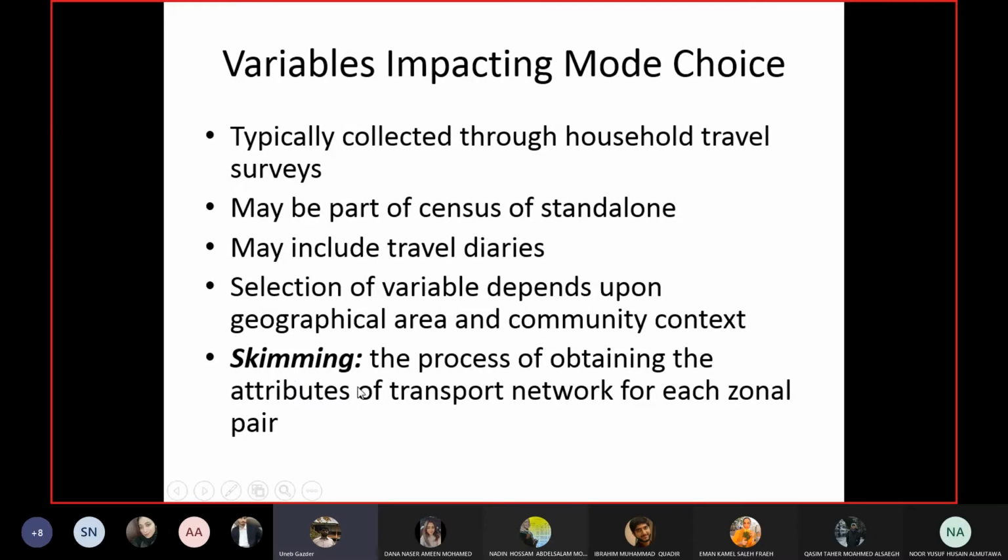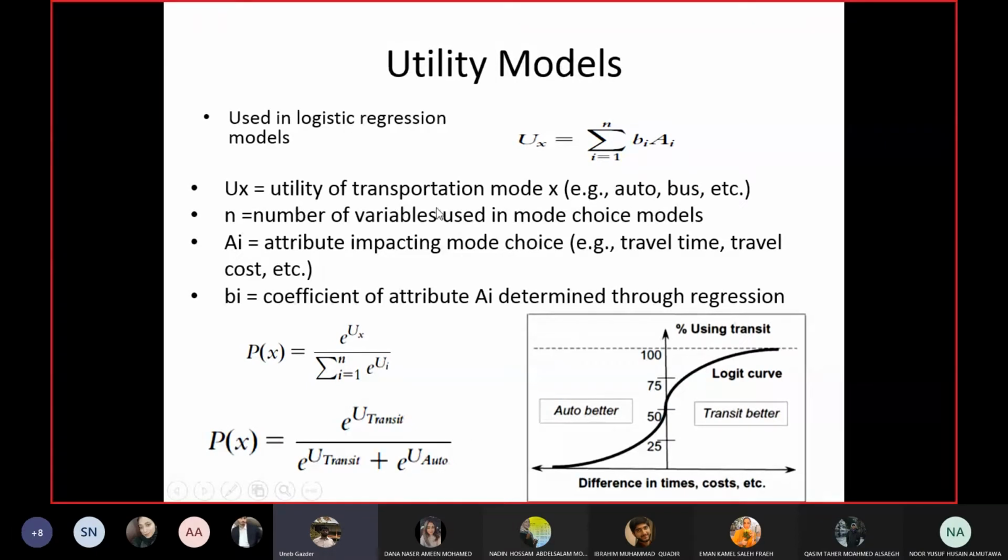The process of obtaining the variables for each zone is known as skimming. We have different TAZs, origin destination zones, and we collect data for each zone, which will help us in the mode choice model, and this process is known as skimming. So you collect data about population, employment density, the buses going into that area, road network, and so on. Skimming is the process in which you obtain data for different variables.